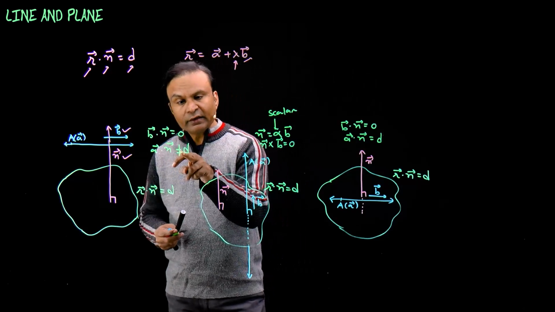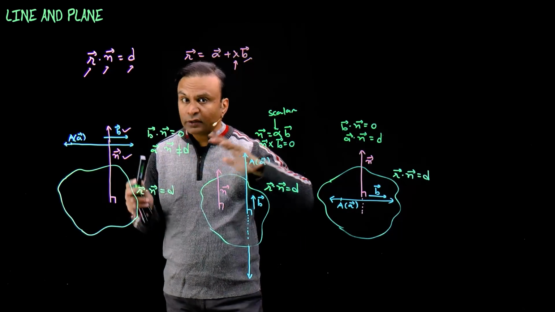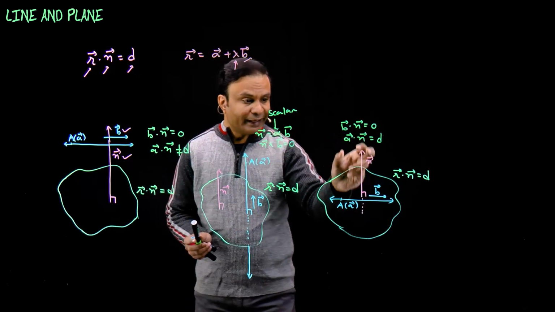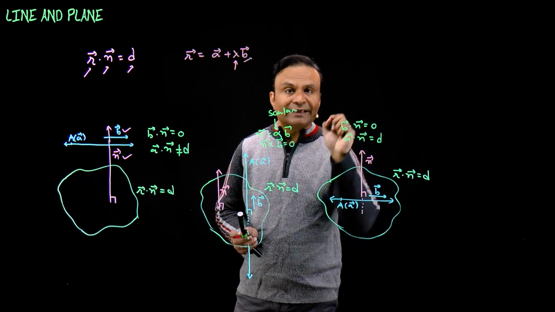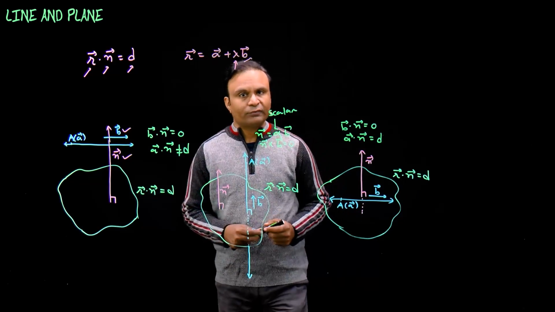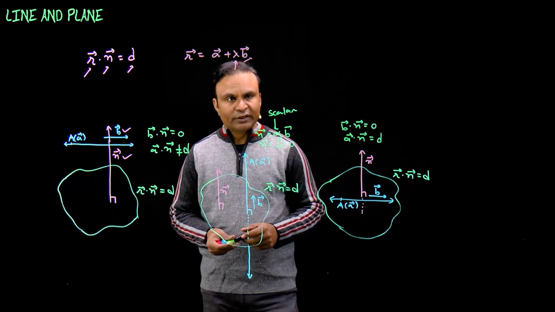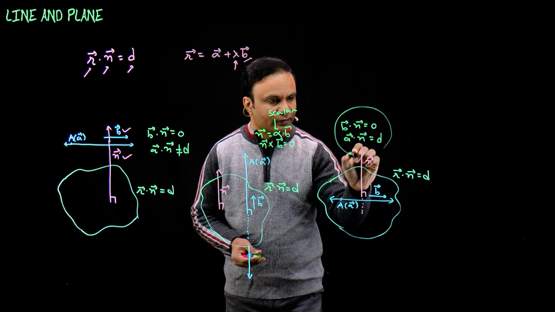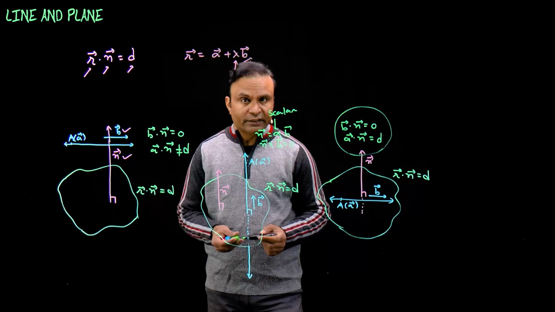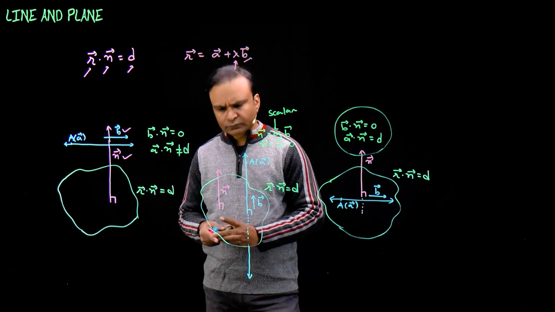Here A dot n is not equal to D because the line is parallel to the plane, not lying on the plane. Here the line is lying on the plane. That means point A will satisfy the equation of the plane. So here we have A dot n is equal to D. So both these conditions together are the conditions for a line lying on the plane.